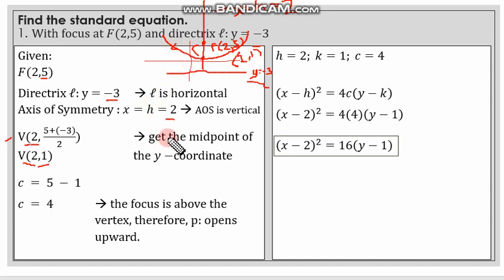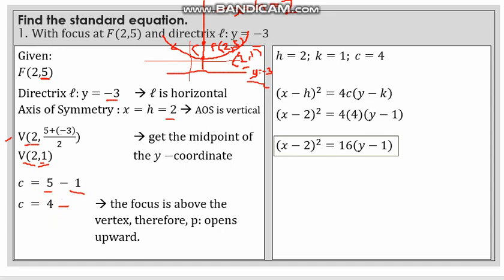Since we have the vertex already, the distance from the focus to the vertex is equal to c. So we can now get the value of c. You can use the distance formula, but since they have the same h, just subtract the y coordinates, which are 5 and 1. The focus is 5, the vertex is 1, so c is equal to 5 minus 1, so c is equal to 4.